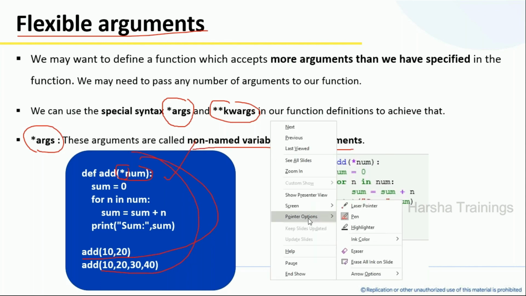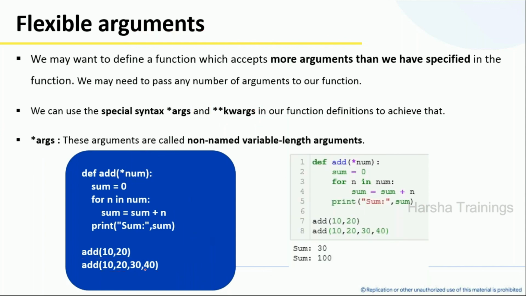Now, how will this program work? Here I have given 10 comma 20, and first of all, this will go here. Initially, sum equal to 0. Now, for n in number, where number means I have 10 comma 20. Initially, 10 will go to n. I'm adding sum equal to sum plus n, so I'm adding 10 to the sum. Then 20 will be copied to n. Earlier it was 10, now it is 20. 10 plus 20, 30 will be stored here.